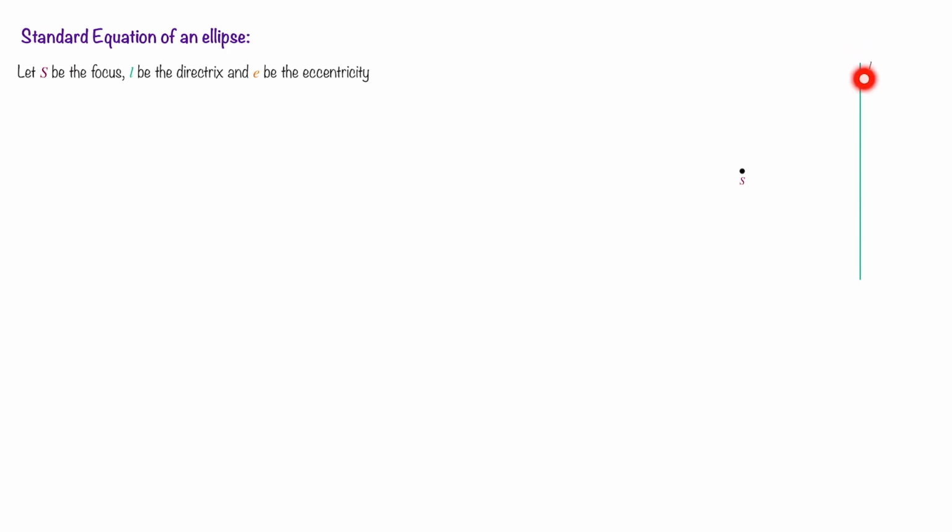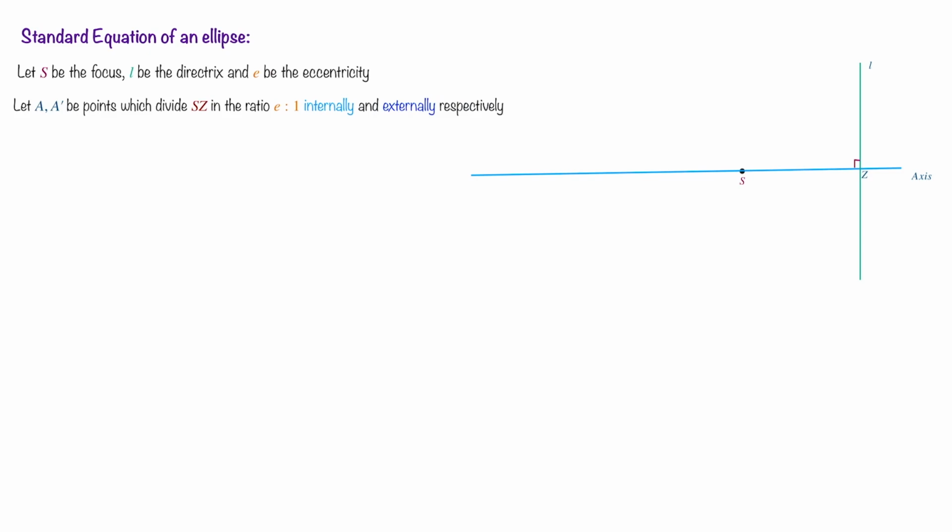Here, our choice of directrix is this vertical line, and our focus is located on the left side of the directrix like this. Now, let us take the axis of the conic, which is a line passing through the focus and perpendicular to the directrix, meeting the directrix at Z. Now let us take two special points on this axis. Let A and A' be points which divide SZ in the ratio e to 1 internally and externally respectively. Here A is a point on this axis which divides SZ internally in e to 1 ratio. A dash is a point on this axis which divides SZ externally in e to 1 ratio.